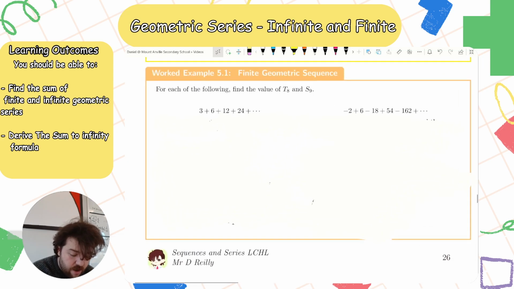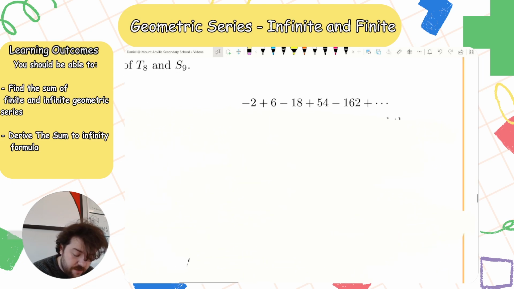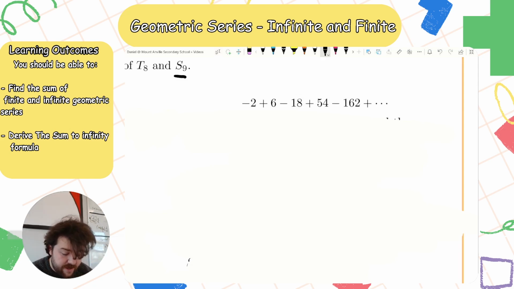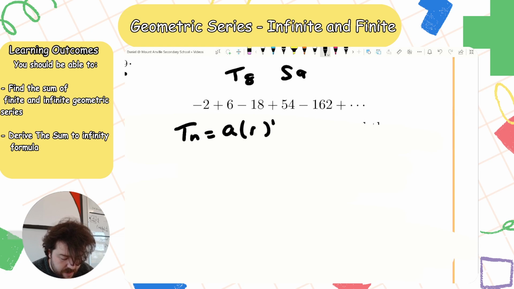So let's have a look here. For each of the following, find T8 and S9. So we're finding the 8th term and the sum of the first 9 terms, right? So we're looking for T8 and S9. I'm just going to do this one here. So Tn is equal to a times r to the power of n minus 1, and Sn is equal to a times 1 minus r to the power of n all over 1 minus r.